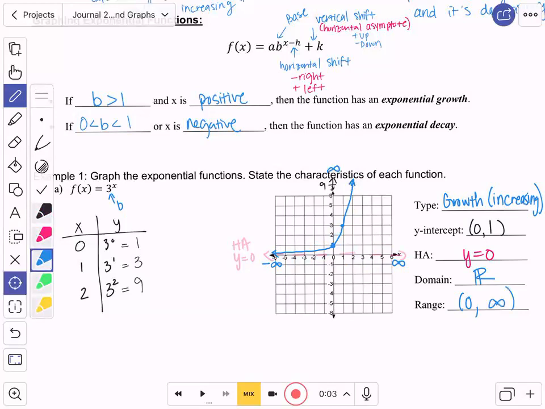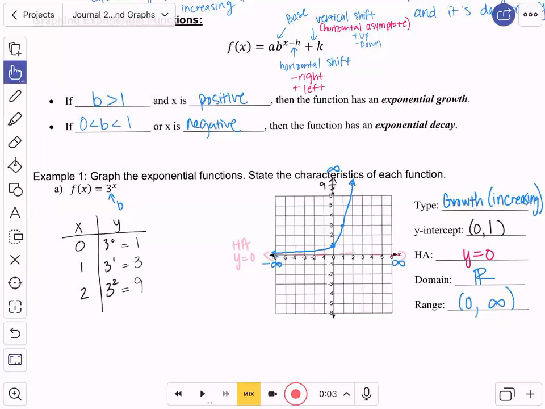And you want to use parentheses just because you have an asymptote over here, so you can't touch this line at y equals 0. And infinity you can never touch, so you always use a parentheses. And there we go. We have our graph.